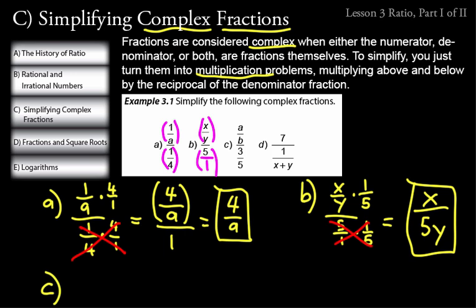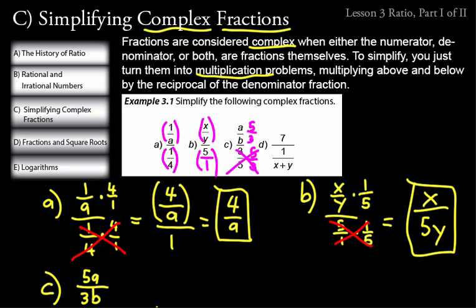Can you do that mentally? Can you take that 3 over 5 and just flip that and make it a 5 over 3? So you're going to end up with a times 5 is 5a over b times 3 is 3b. 5a over 3b. If you want, you can multiply above and below by 5 over 3. You can see all that cancel on the bottom, and there it is, 5a over 3b.